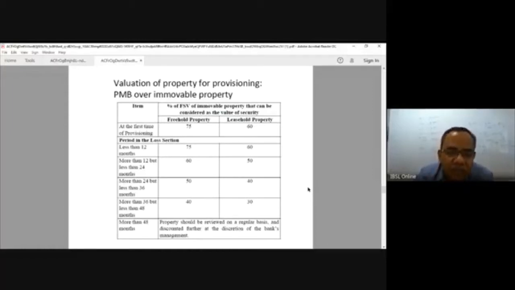For example, say this particular advance of 100 million is in the loss section, for more than 24 months but less than 36 months. That means you can consider 50%, that is 50 million, and for that 50 million you will have to fully provide. But if the valuation is more than 3 years old, the central bank can say no, your valuation is more than 3 years, so you will have to provide the full 100 million.